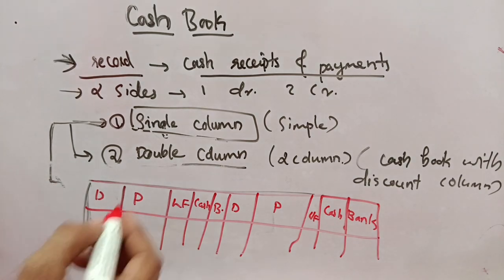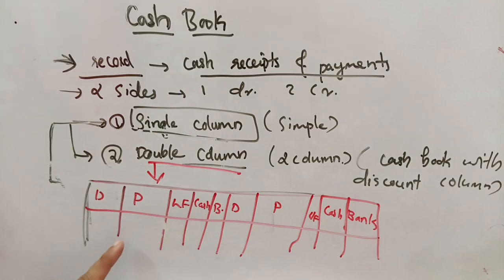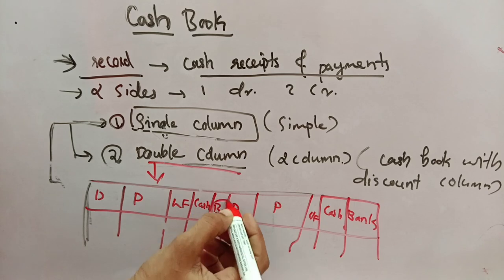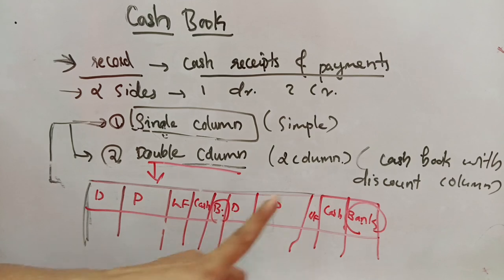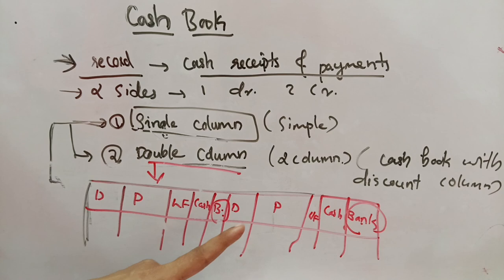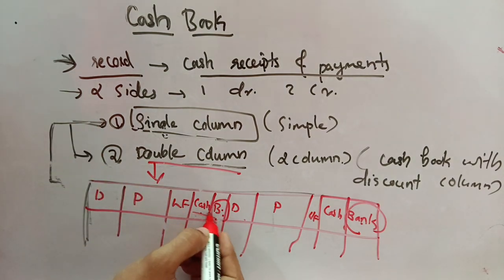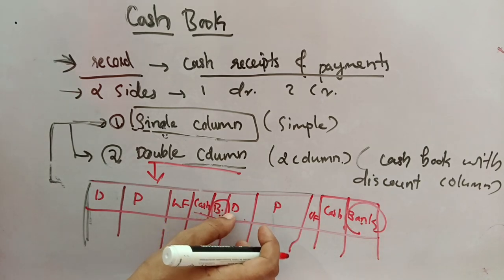Now let us look at the double column cash book format. The only difference between single column and double column is that on both sides there will be an extra amount column for bank, showing the amounts in the bank. In a single column cash book, only one amount column on both sides, that is cash, will be recorded, either check or cash. But in a double column cash book, we will have two amount columns on both sides showing the cash account balance and the bank account balance.